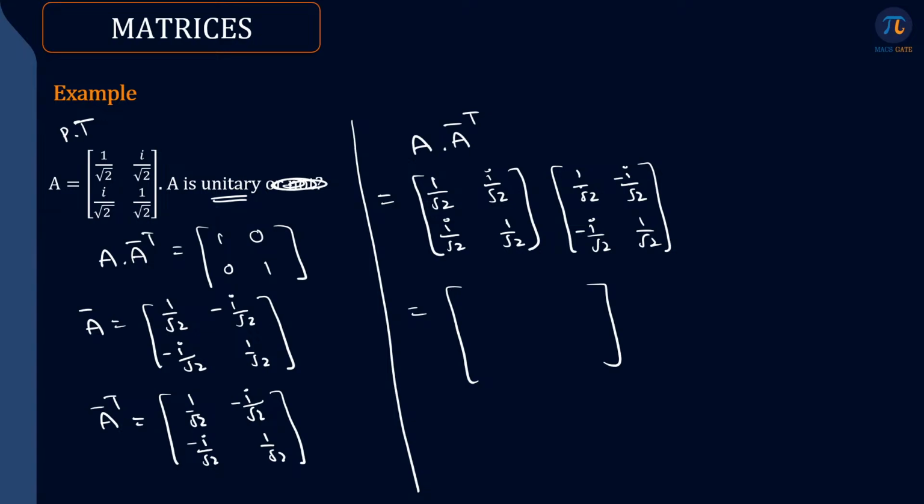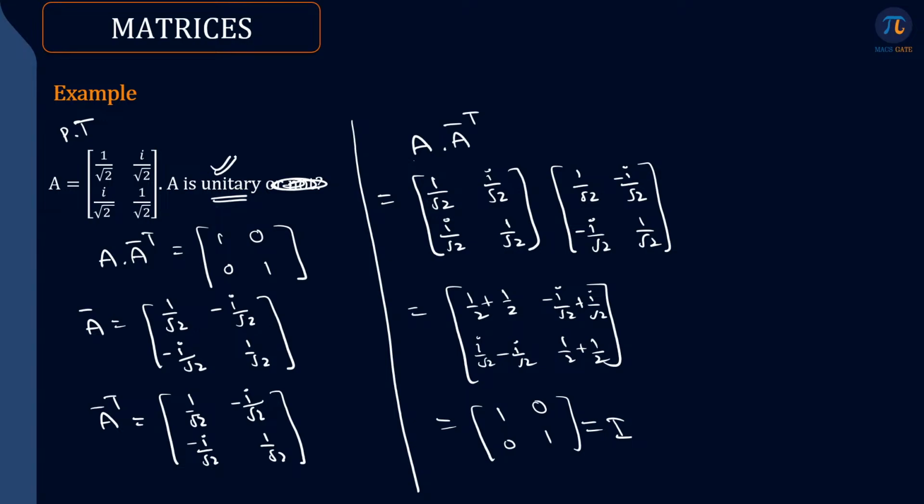1 by root 2 into 1 by root 2 is 1 by 2. I square is minus 1, there is one more minus sign, so minus of minus is plus 1 by 2. Then 1 by root 2 times minus i by root 2 plus i by root 2 times 1 by root 2, that is minus i by root 2 plus i by root 2. Here also it is i by root 2 minus i by root 2. And here i square is minus 1, there is a minus sign, minus of minus is plus 1 by 2, and it is 1 by 2. So when you simplify this, you get [1 0; 0 1]. Because A into A conjugate transpose is identity, therefore it is unitary. Okay.